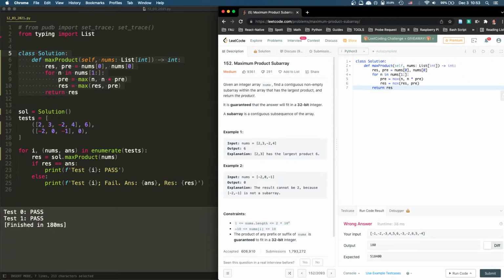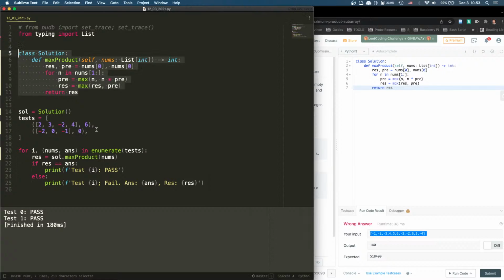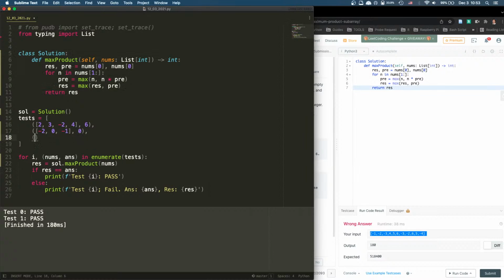Alright, this is not right. Oh, that's the difficult part. Oh, I see. Yeah, I was like, this is too simple. Yeah, now I see how this one goes. The negatives. That's the difficult part, the negatives.